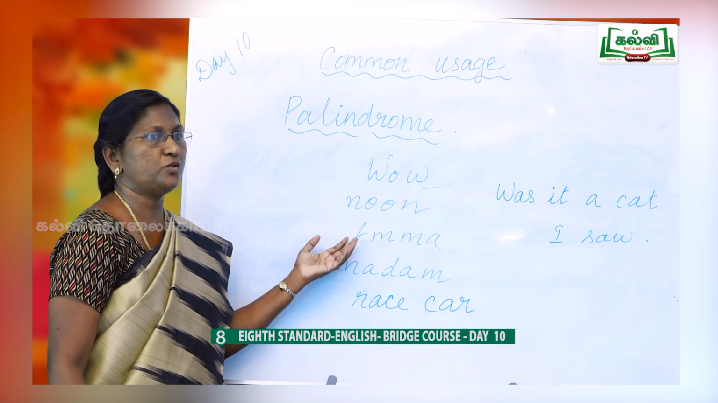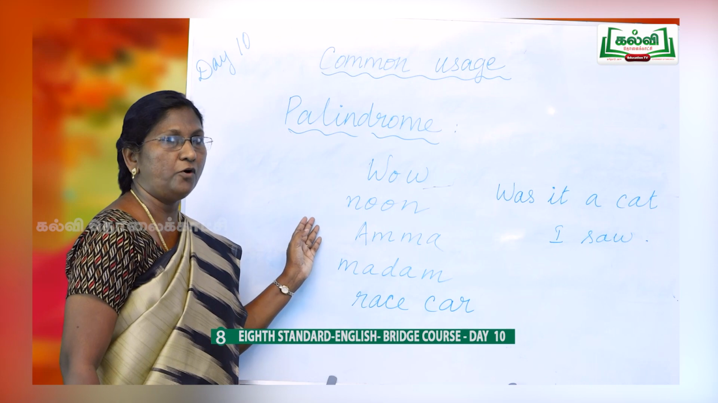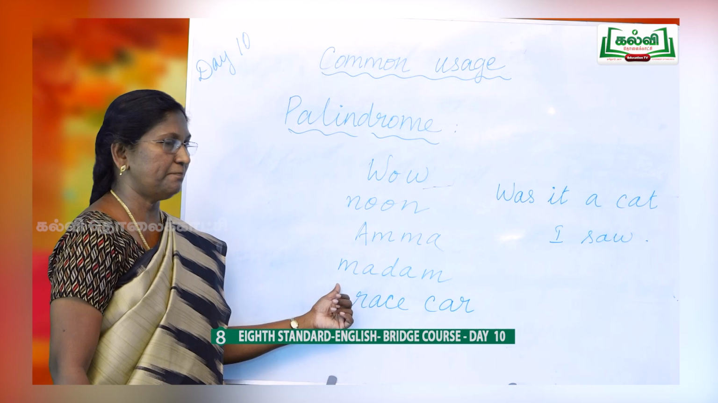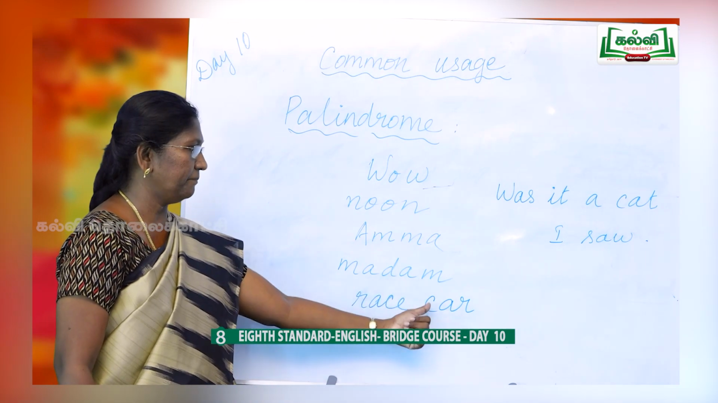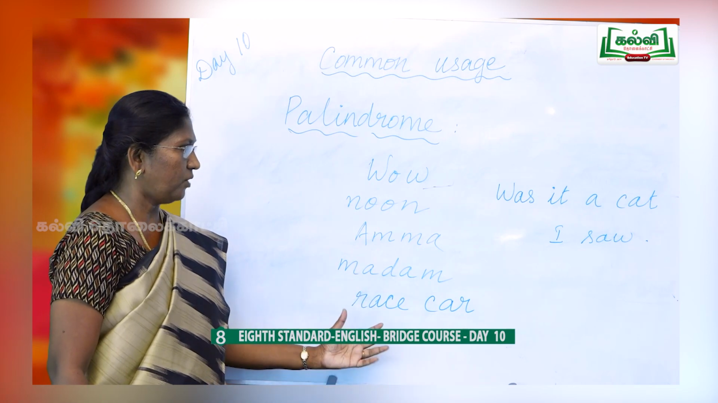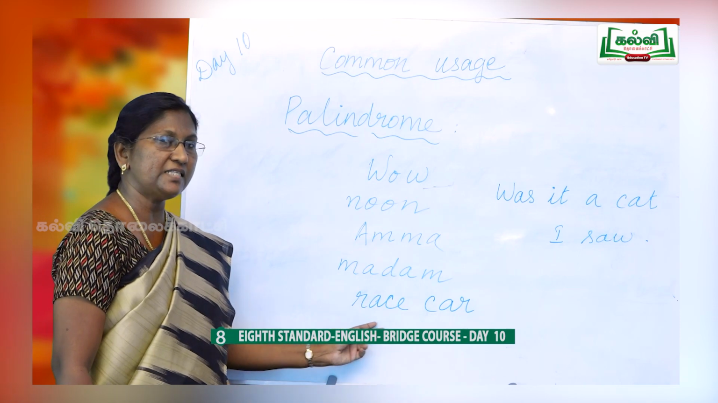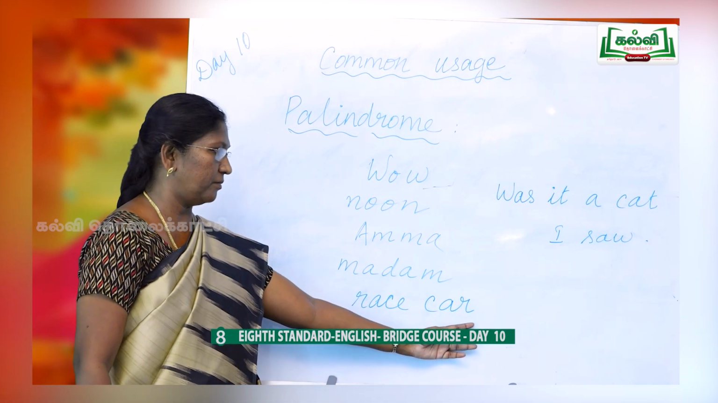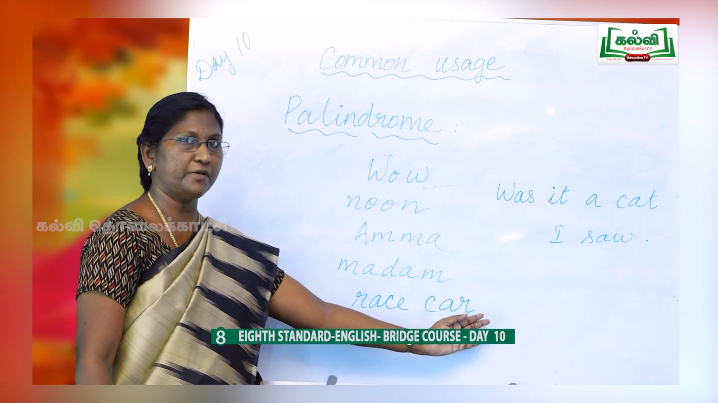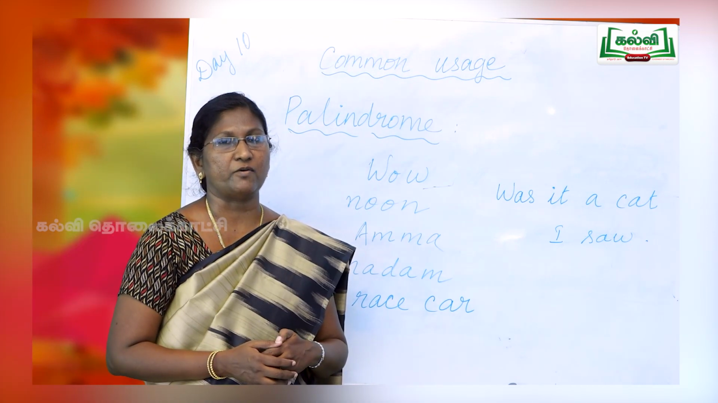Then amma, we have so many relations. Amma, akka. These words also read from forward to backward and backward to forward, the word will be the same. Next one is madam, M-A-D-A-M. Both sides if you read, it will be the same. Okay, very interesting. Next two words, but even that will be the same. Race car. Read from back, R-A-C-E-C-A-R. So race car, from here also it is race car. Very interesting things we find in our language.